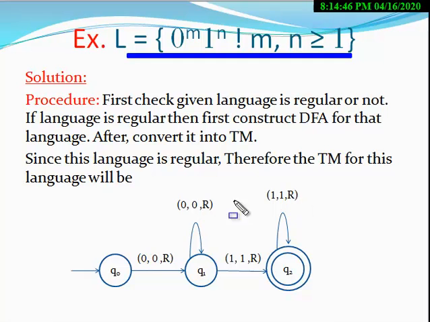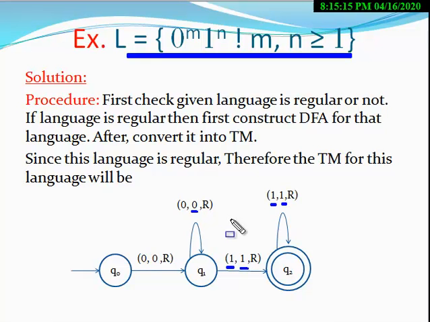So in every example, in every transition, you have to put the direction R. That is, here no left direction will be applied. Here the input symbol was 0, therefore the second symbol is also 0. Here the input symbol was 1, here it is also 1. That is, the first and second will always be the same.